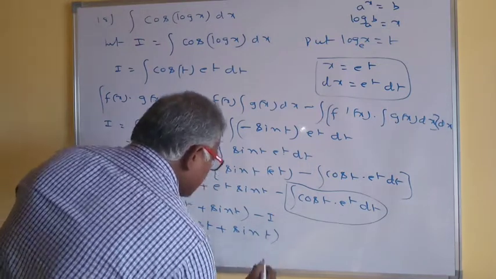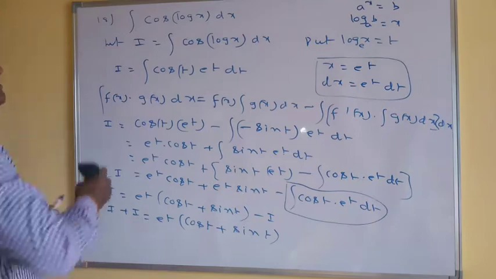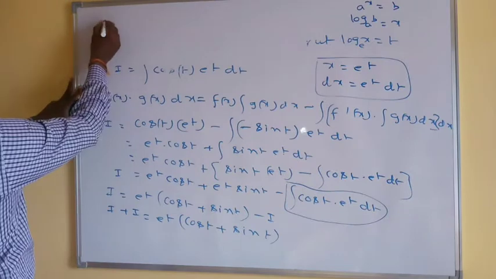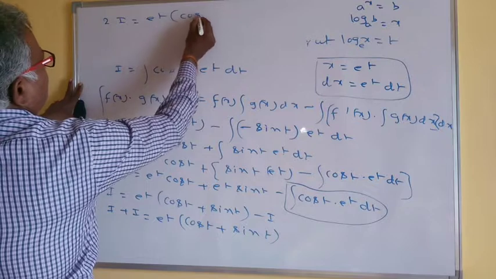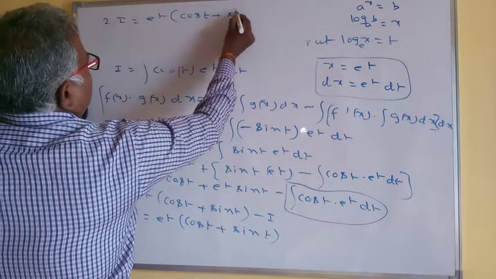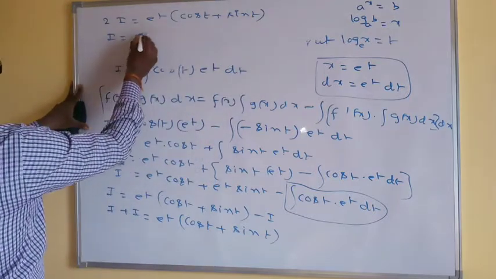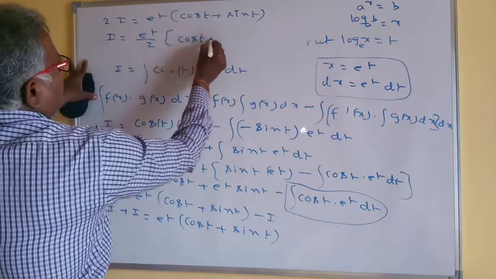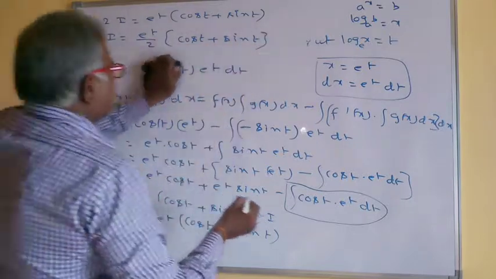plus sin t. Cos t plus sin t. So I plus I means 2I. Okay. I have to write here 2I is equal to e power t into cos t plus sin t. So I is equal to e power t by 2 into cos t plus sin t.